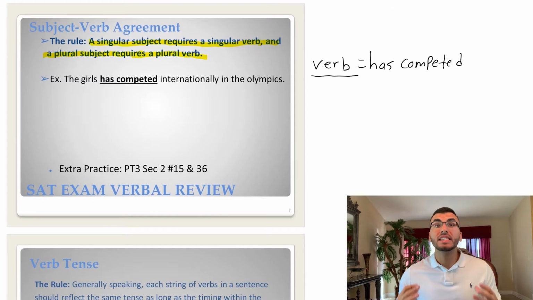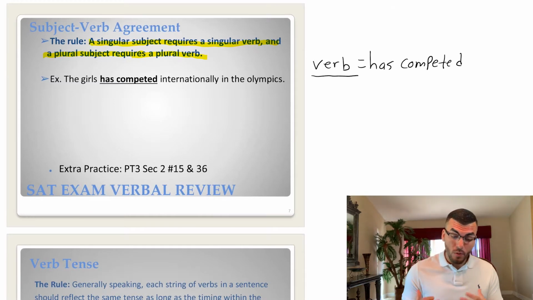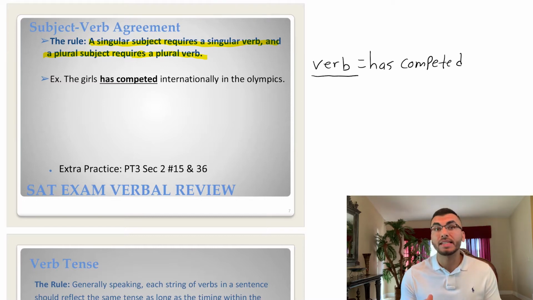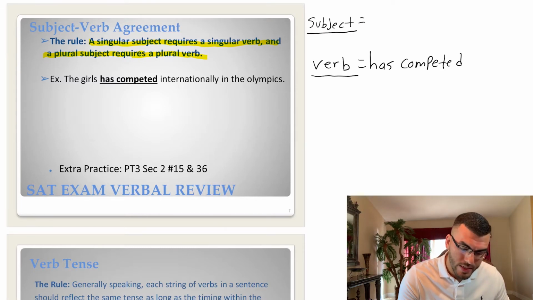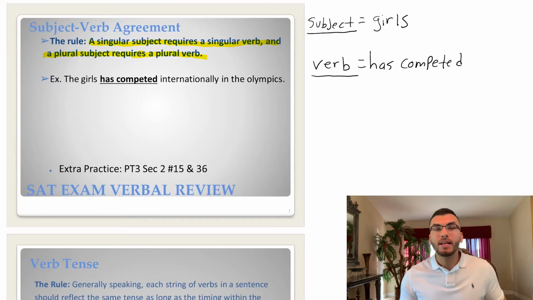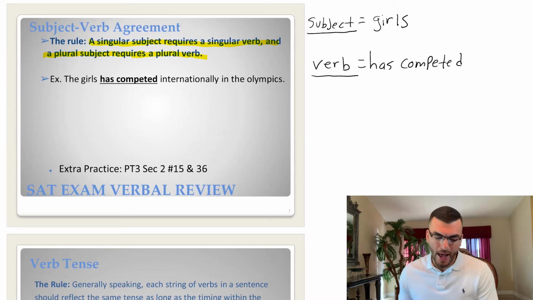What's the subject? What's the noun? So we have the verb. We got to see what the subject is in the sentence. What's the subject in this sentence? Take a second and try to figure it out. The subject is girls. The subject is who or what is doing the action. Write that down. Remember that. The subject is who or what is actually doing the action.